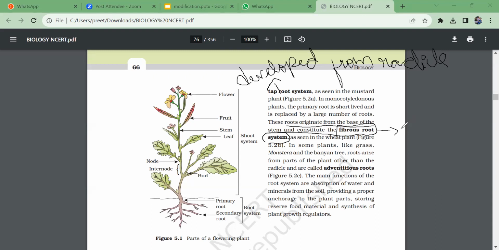2-3 दिनों के बाद, 2 हफ्ते के बाद, that stem will start producing roots. अभी ये root tap root रहेगा या fibrous root रहेगा? My question is, the stem which you took and you planted in your house, उसमें tap root रहेगा या फिर fibrous root रहेगा? Which root will be there?